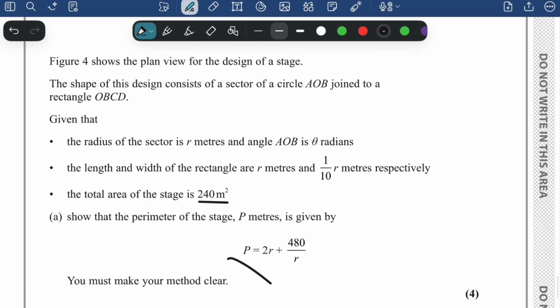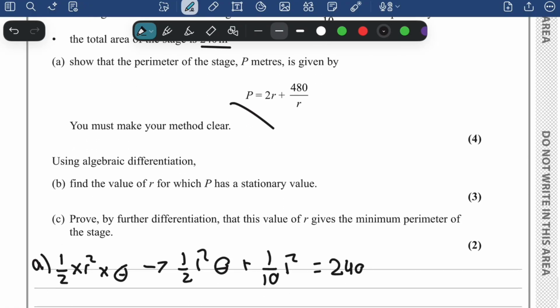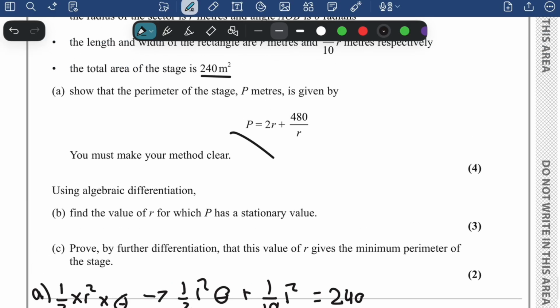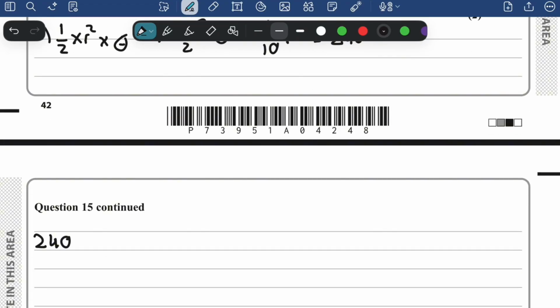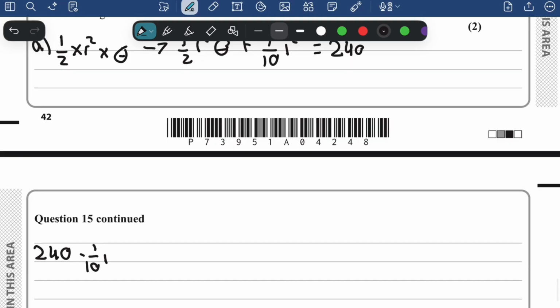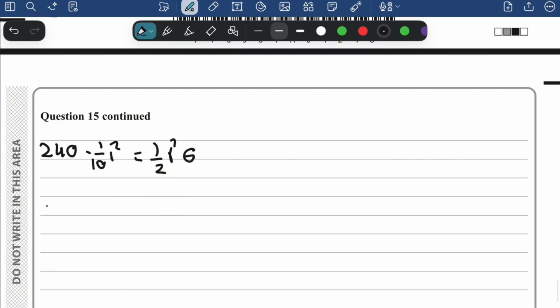Now, if we look at this, we have the area, and we want to convert to the perimeter. We see that the perimeter only has values of r in it. It doesn't have values of theta. So the next thing we can do is rearrange the equation of the area in terms of theta. So 240 minus 1/10 r squared is going to equal 1/2 r squared theta. If we divide everything by 1/2 r squared, we'll get theta on its own. We can simplify this afterwards, but we just want to show that we have theta on its own.